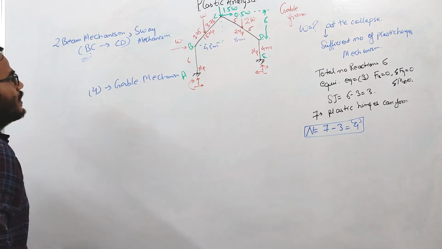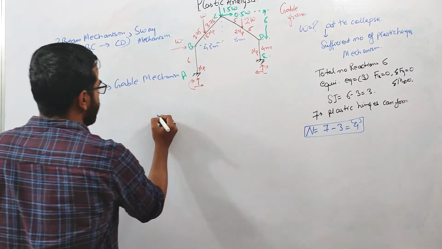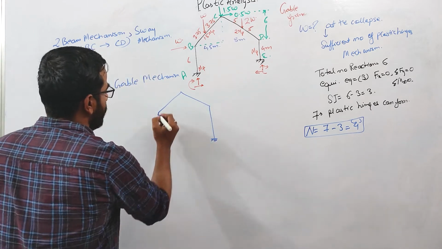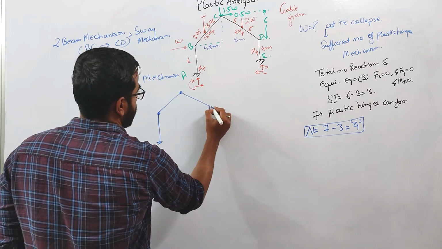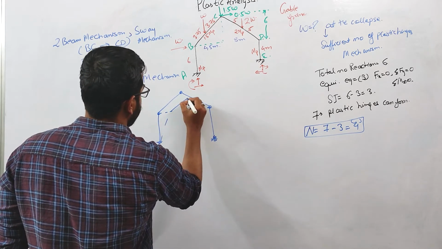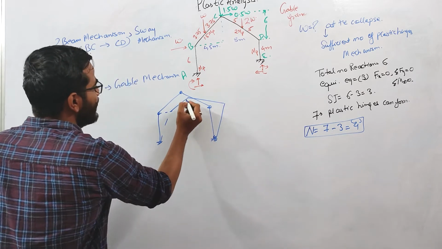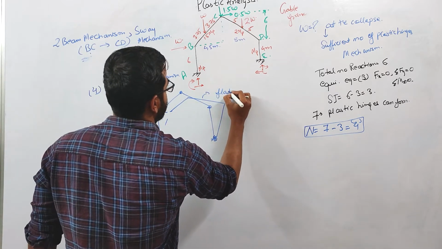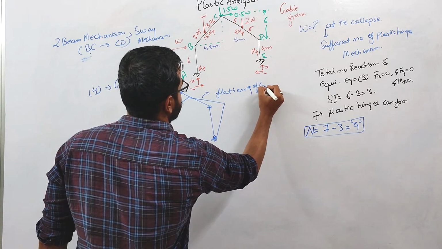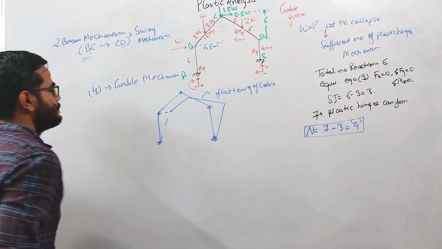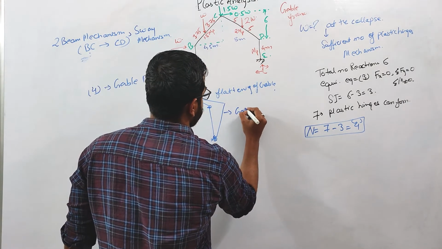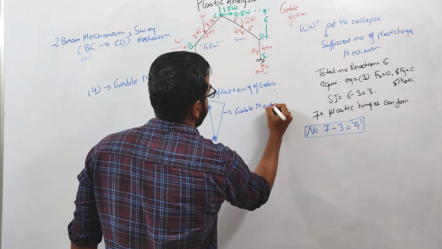In the gable mechanism, what will happen? Suppose this is our gable, the plastic hinges will form like this, and it will deform something like this. You can see that there is a flattening of the gable, so the shape of the gable is changing. That's why this is called the gable mechanism.